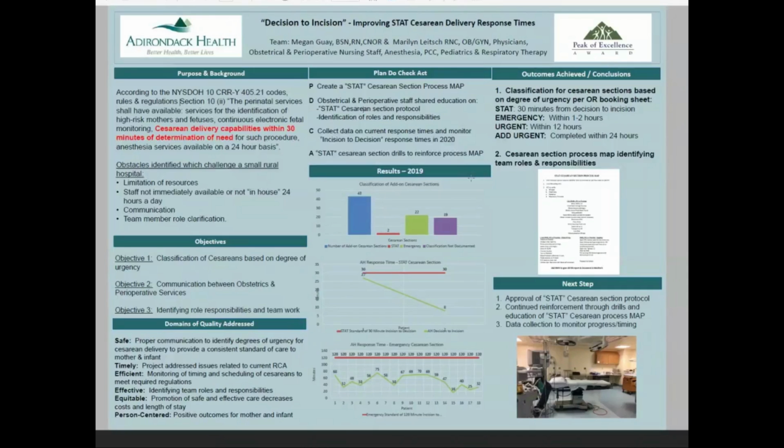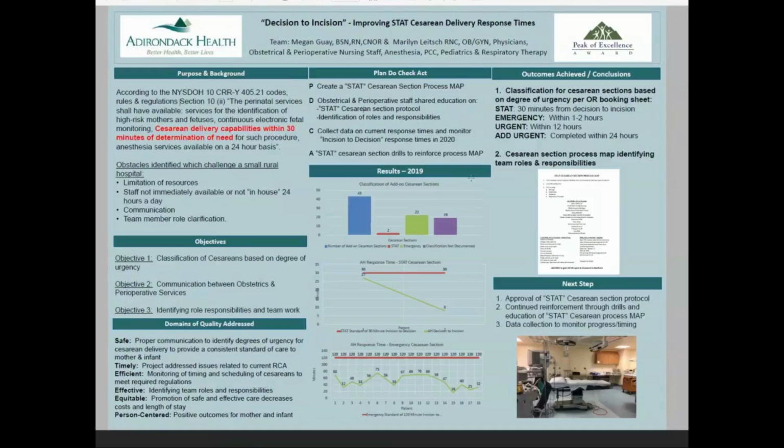So a couple of obstacles were identified in creating this new process. Limitation of resources were identified: staff not being currently available in-house 24 hours a day. So what that means is that the operating room does not run 24/7. There's a call team that is available with a 30-minute response time, but they are not present, so that could potentially be a delay in care.